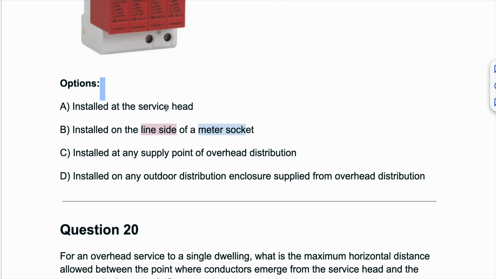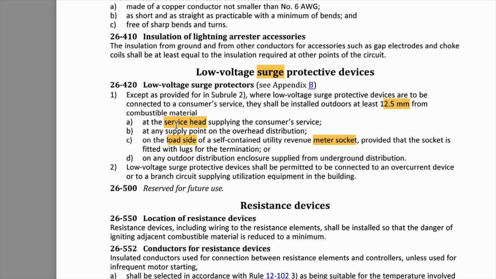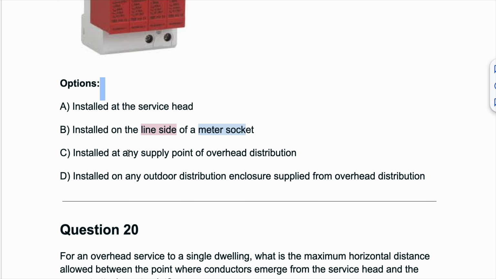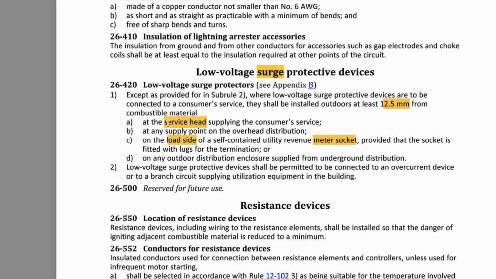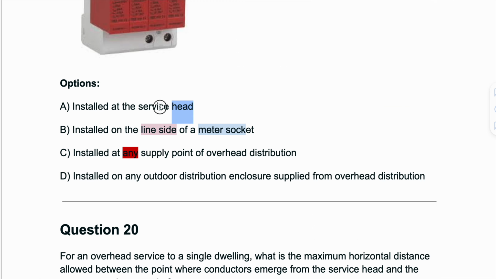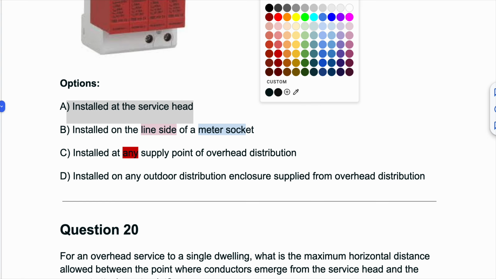Install at the service head. Install at any supply point of the overhead distribution. At the service head supplying the consumer service. At the end supply point of the overhead. At any supply point. So it's not any; it's not correct. So at the service head supplying the consumer, this one can be the answer. Install at the service head, and it's correct. It's logical.